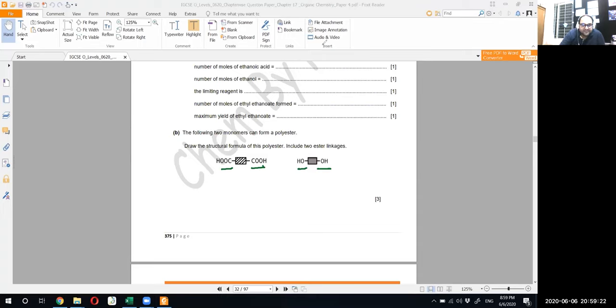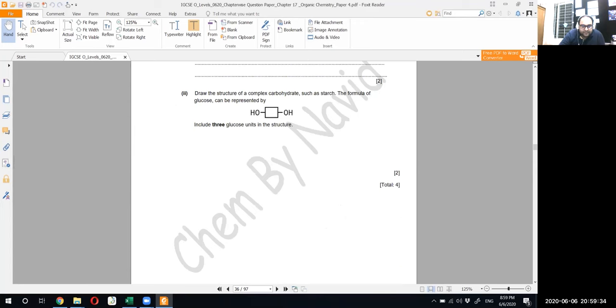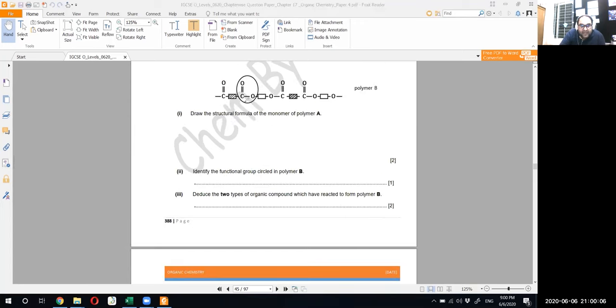Any more questions? No, sir. Okay, let's try some more. Guys, have a look here. What do you have on this side? A dicarboxylic acid and a diol. You've got it. Can you draw this dicarboxylic acid now? Yes, sir. So how would the dicarboxylic acid look? Something like this: a C double bond O OH, a C double bond O OH. So this is a dicarboxylic acid and a diol.